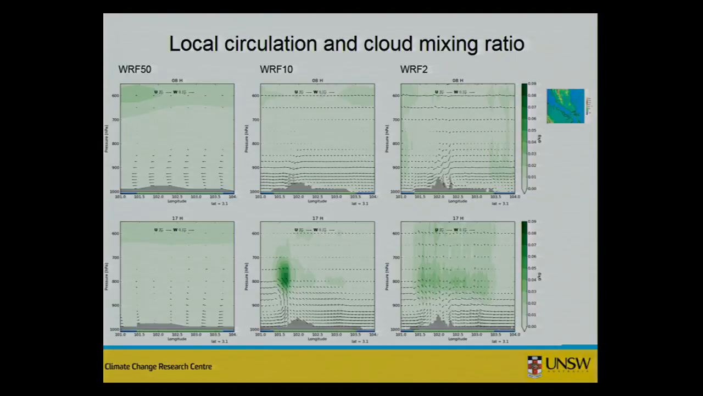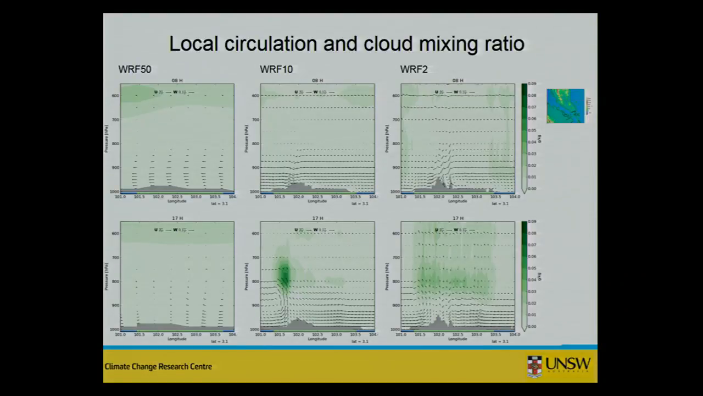In the 50 kilometers, we basically have no local circulation. We just have winds coming from the east that go over the land, but we don't have any sort of local circulation. And also, we don't see any cloud mixing ratio at this time of the day.